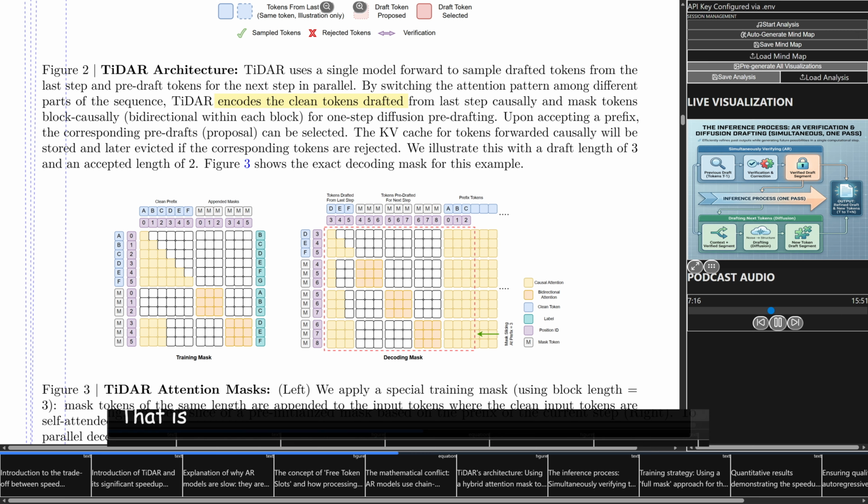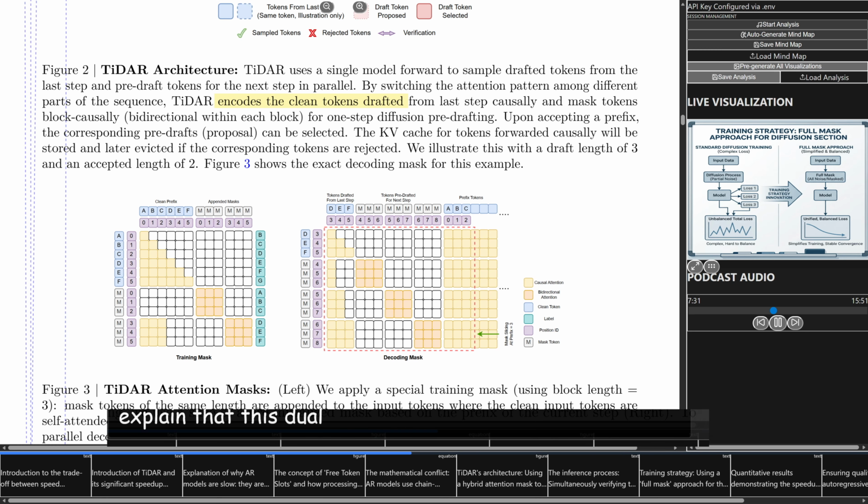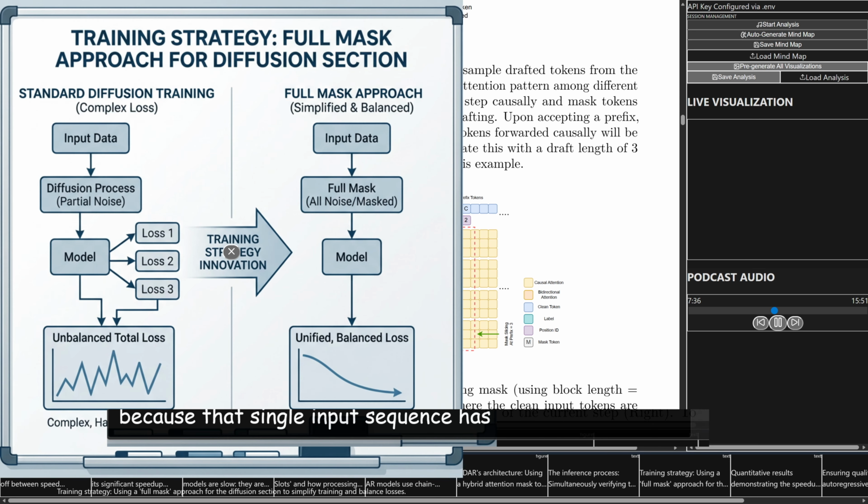That is a very sophisticated architectural change. It feels like you're training one model to have two completely different brains. Wouldn't that make training just incredibly difficult, balancing two different loss functions? It does sound chaotic, but the sources actually explain that this dual-mode setup simplifies training, because that single input sequence has both the AR part and the diffusion part. It can learn from both at the same time. Exactly. The model can calculate the standard autoregressive loss, next token prediction, and the diffusion loss simultaneously on the exact same data sample. No need for two separate passes or different data sets.